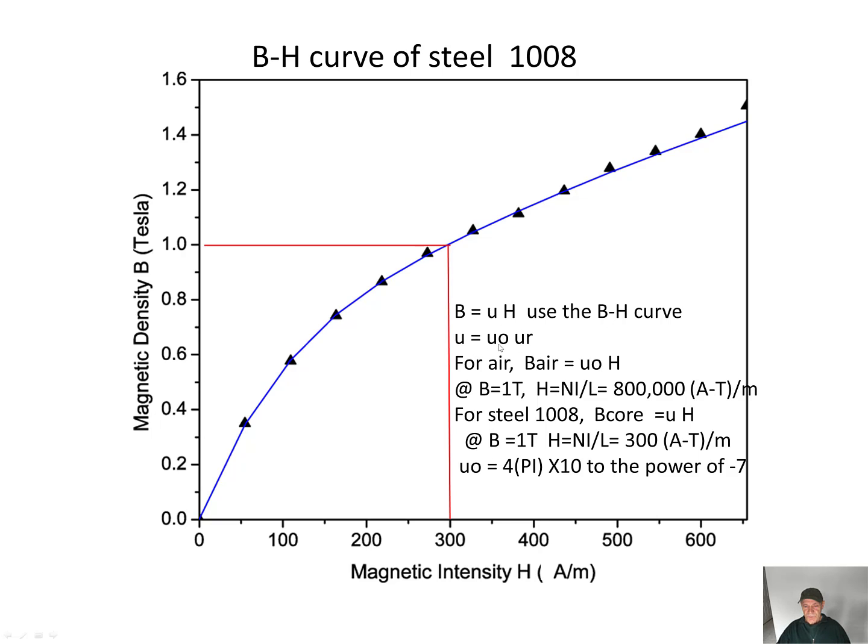So mu equals mu naught mu R. For air, B air equals mu naught H. At 1 Tesla, this is for air, H equals NI over L, which is 800,000 ampere turns per meter, or 800 ampere turns per millimeter. For steel 1008, the B core is mu H, at 1 Tesla, H equals 300 ampere turns per meter, mu naught equals 4 pi times 10 to the minus 7.